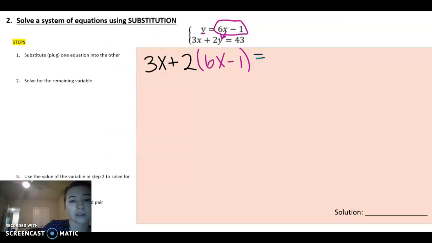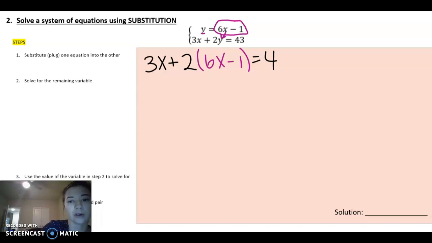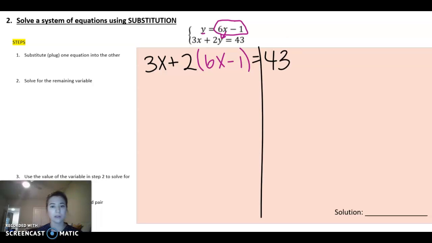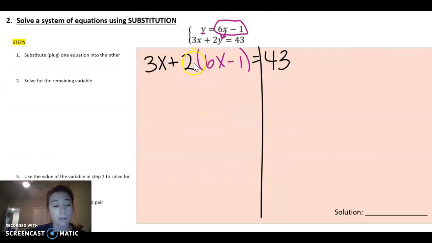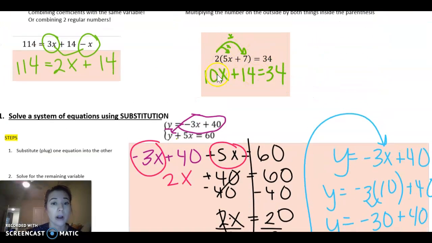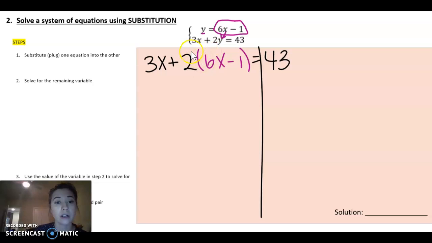And this equals 43. Okay, now we solve for x. Hopefully, from the beginning of when I mentioned these two things are important for today, as soon as you see a number outside of a set of parentheses, a light bulb should go off in your head that says, oh, I need to distribute. I need to take this number outside and multiply it by both things inside. So I'm going to take this 2 here and go 2 times 6x and 2 times negative 1.